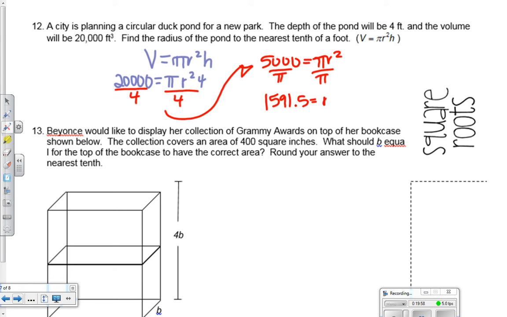1591.5. Okay, at this point I can take my square root. Again, my answer is plus or minus, but we're talking about an actual pond, so I'm just going to go with the positive answer, which is 39.9.